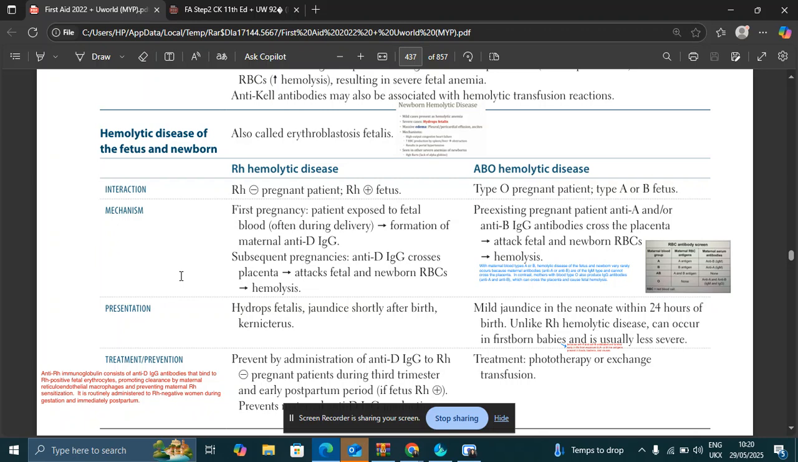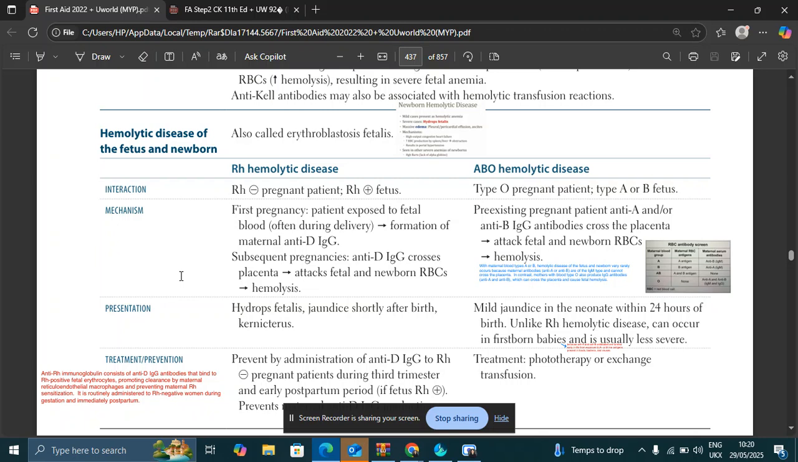It is a mild disease, not so severe, and leads to mild jaundice. In comparison to Rh hemolytic disease of the newborn, it is less severe. The treatment would be phototherapy or exchange transfusion.